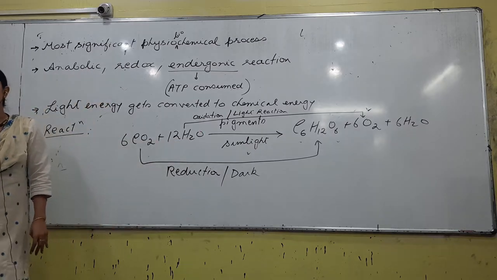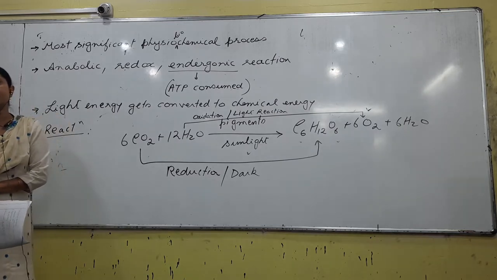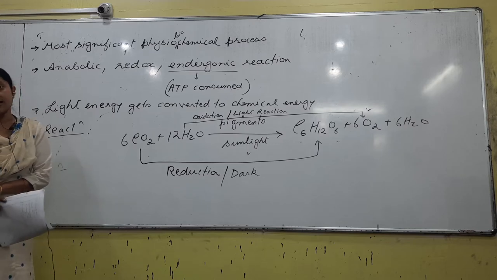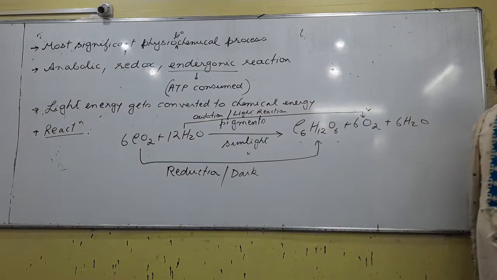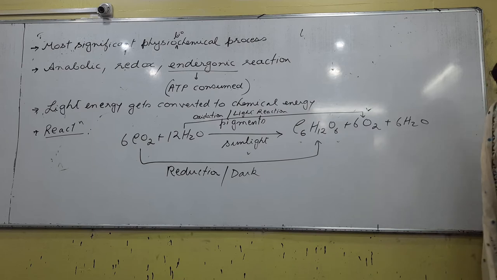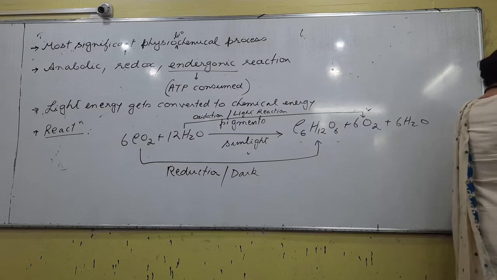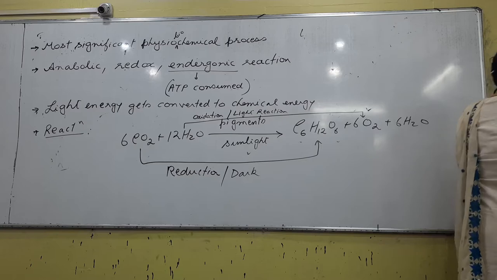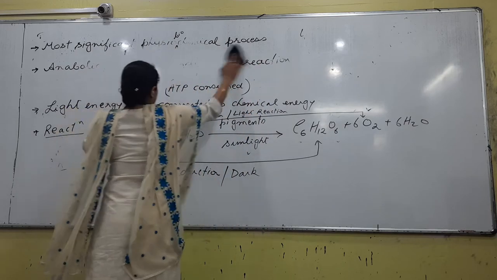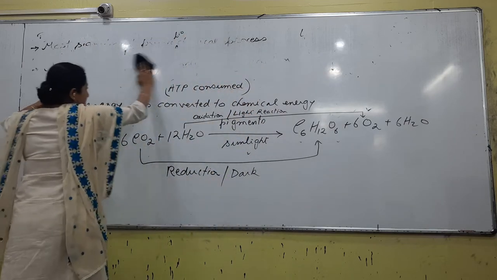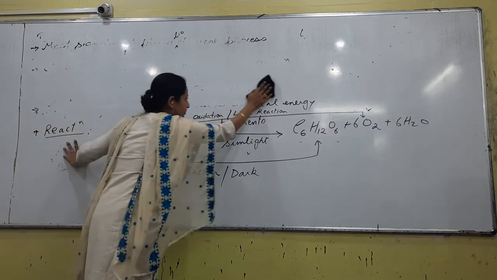So the question that is asked is, who undergoes oxidation and who undergoes reduction during the process of photosynthesis? It is the water molecule that undergoes oxidation. It is carbon dioxide that undergoes reduction, right? Second point, this one is important: who undergoes oxidation and who undergoes reduction.